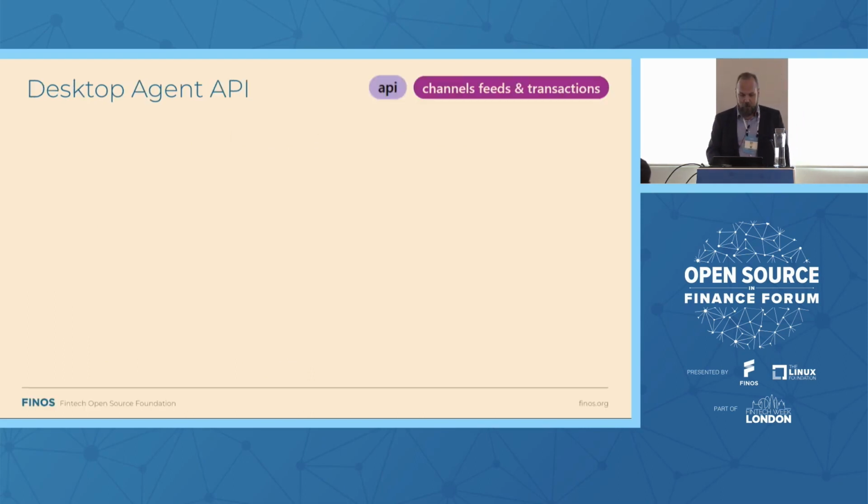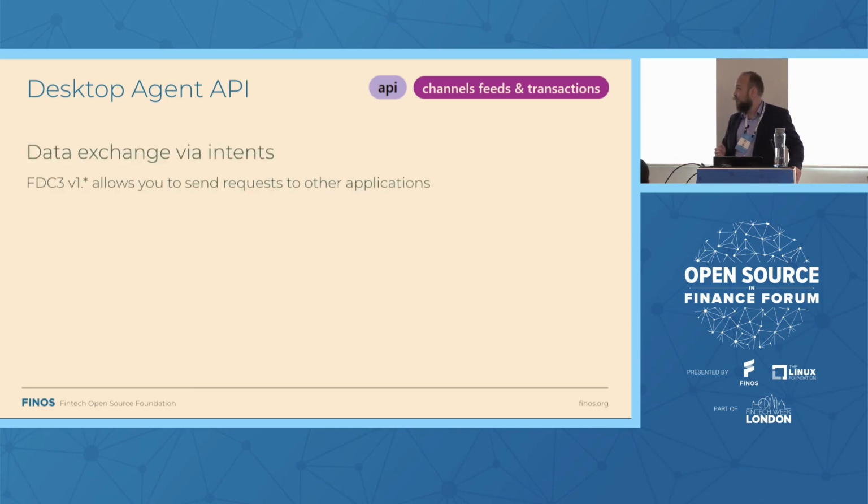Right, let's get on to the detail, and I'll rattle through this as quickly as I can. I know I stand between this whole room full of people and lunch, which is a dangerous position to be in. But we'll start with the desktop agent, where FDC3 from version 1 makes it pretty easy to send requests over to other applications to do a thing.